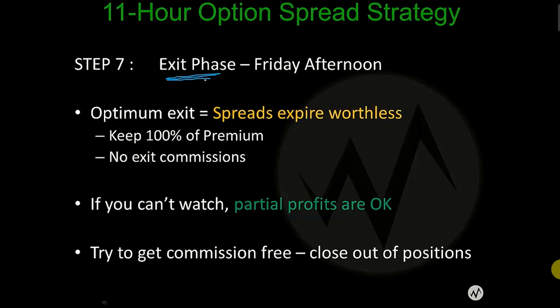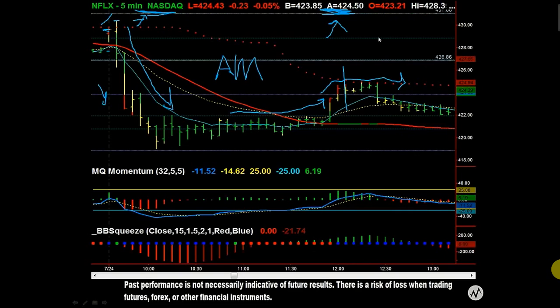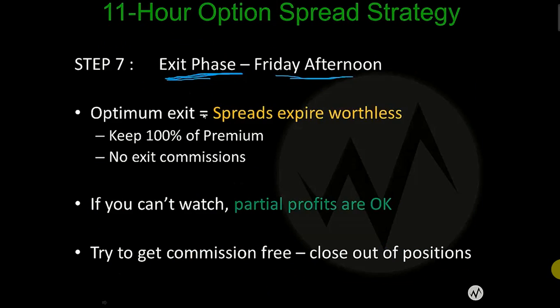All right. Next step, final phase, the exit phase. We are moving into Friday afternoon. So you made it through the gap, and we're like Friday afternoon right here. What you want to do is get the optimum exit. You want the spreads to expire worthless. That way you keep 100% of the premium and you pay no commissions.